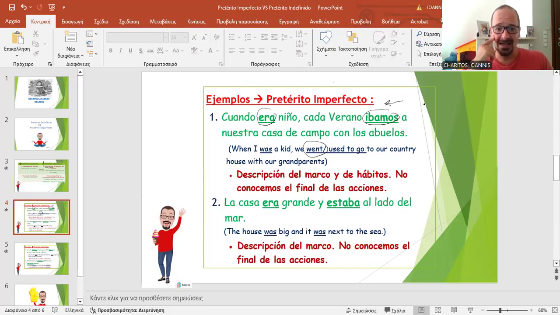Second example, la casa era grande y estaba al lado del mar. The house was big and it was next to the sea. Descripción del marco, no conocemos el final de las acciones. So we have clearly description of the setting. How was the house, where it was, and so on.